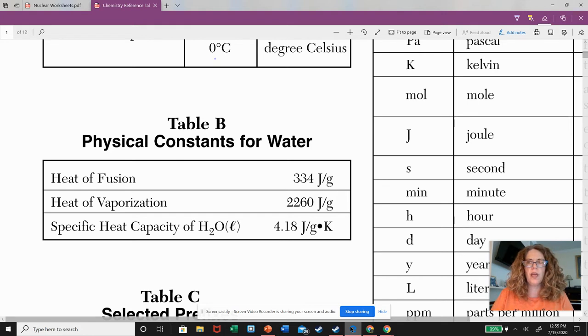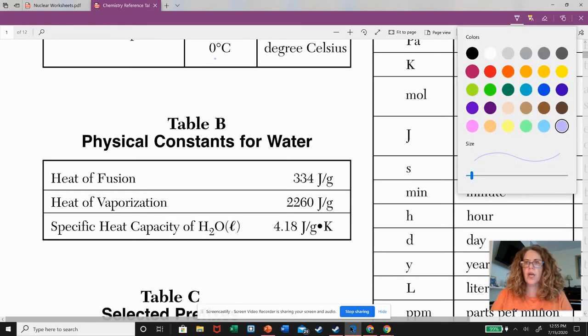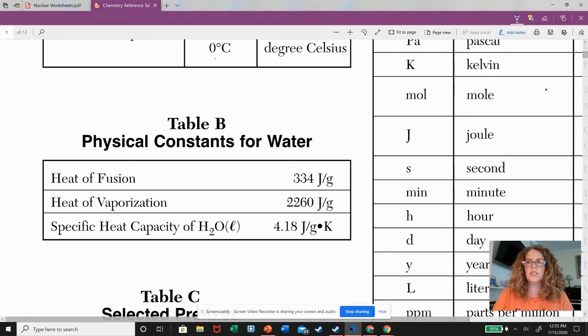This is going to be a video specifically directed at reference table B. So right now you should have your reference tables out, and we're going to look at the physical constants for water. And I feel like blue is an excellent choice when we're talking about water. And so what are these physical constants?